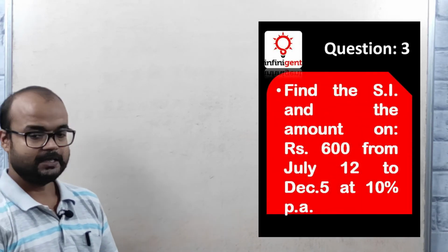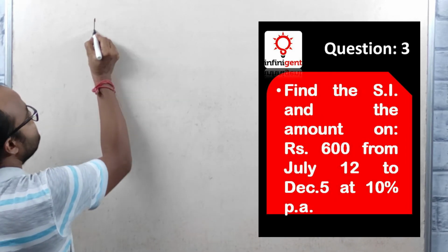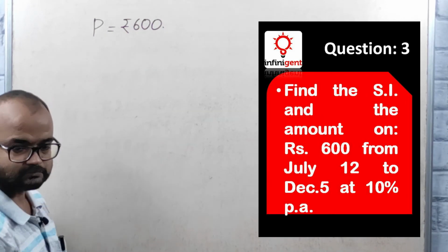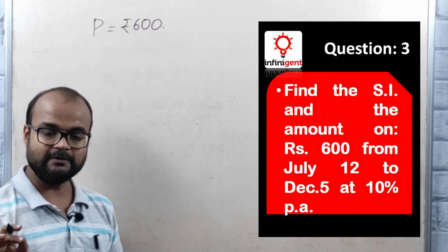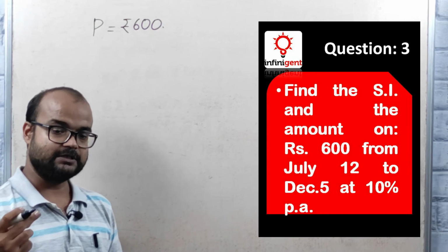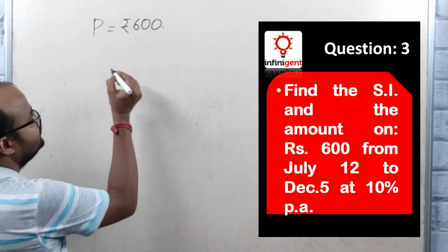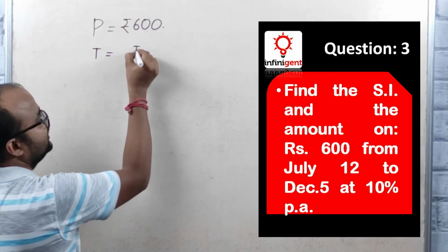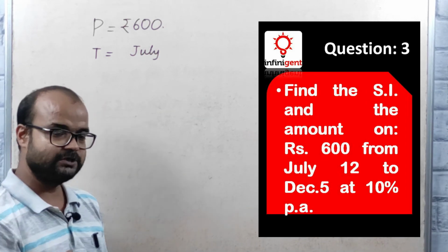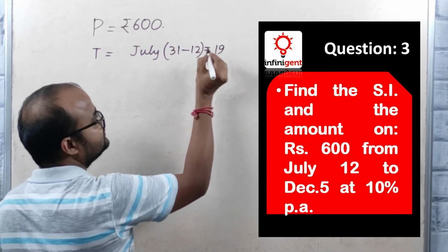Find the SI and the amount on rupees 600. So here P is given as rupees 600 from July 12 to December 5. So here time we need to calculate in terms of days and then we need to convert it into years. So time equals to, from July 12. So July is the month of 31, so 31 minus 12 equals 19.